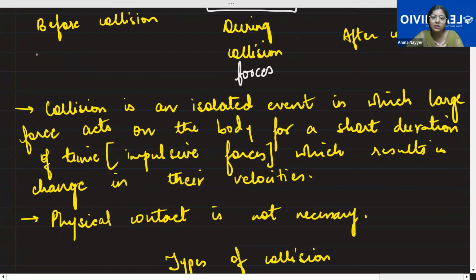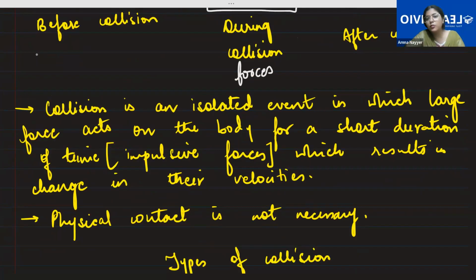This is all before the collision. During the collision, obviously, collision without any contact is not an event.